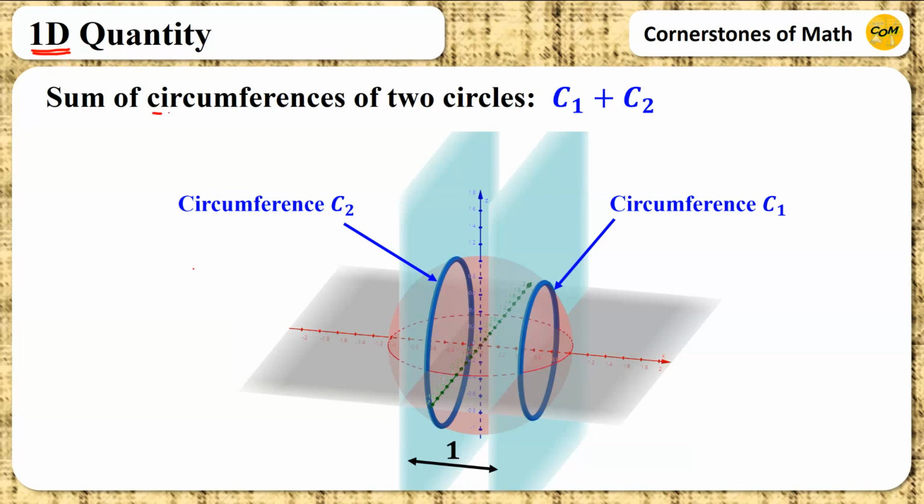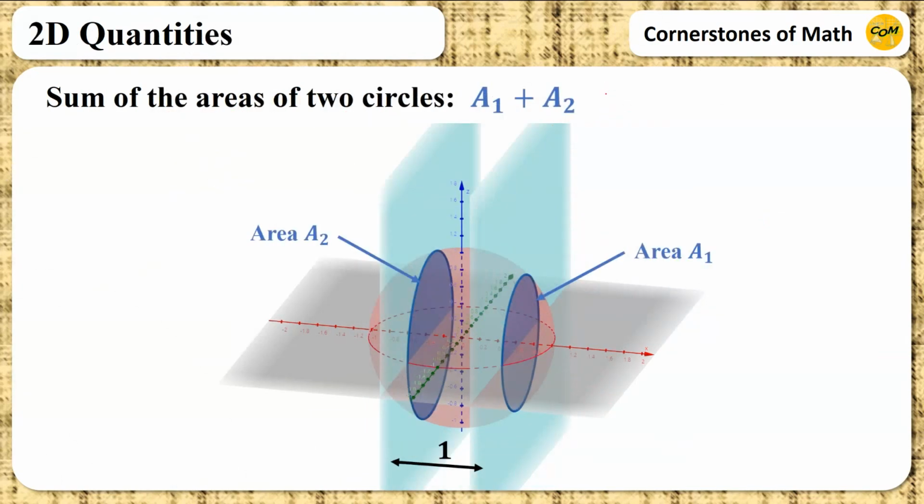We can think about the circumferences of two circles that are intersections between the two planes and the sphere. If we denote these circumferences as C1 and C2, we can think of the combined circumference C1 plus C2. And moving on to two-dimensional quantities, we can think of the areas of these two circles. For the areas of the cross-sectional circles, let us call them A1 and A2. And let's think about the combined area A1 plus A2.